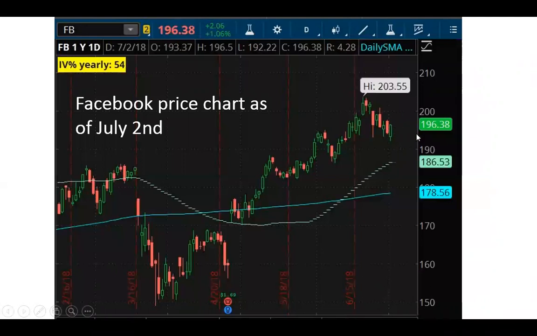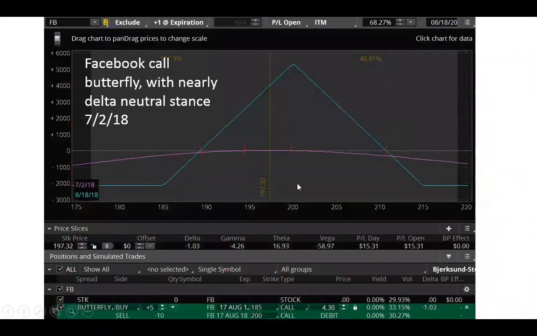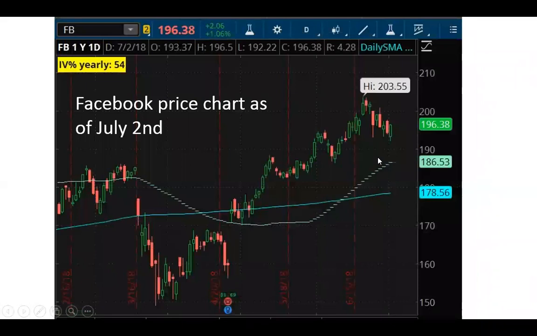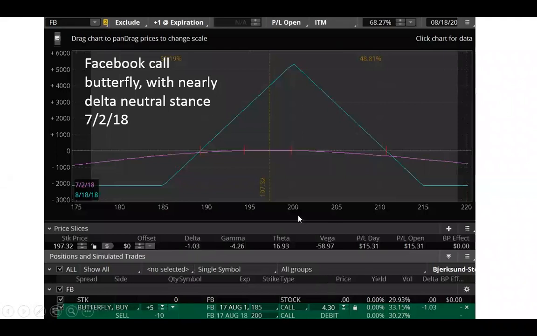So somewhere, my seat of the pants judgment would be somewhere in this area is where Facebook will be moving to next. And so as an example, I set this up, and this is roughly delta neutral. This says -1 delta, but we are roughly as close to delta neutral as we can get, and we're capturing the potential area that we might be moving. The high of this day was 196. So I'm guessing somewhere in there would be as good a guess as anything. And you'll notice our graph is capturing most of that range.